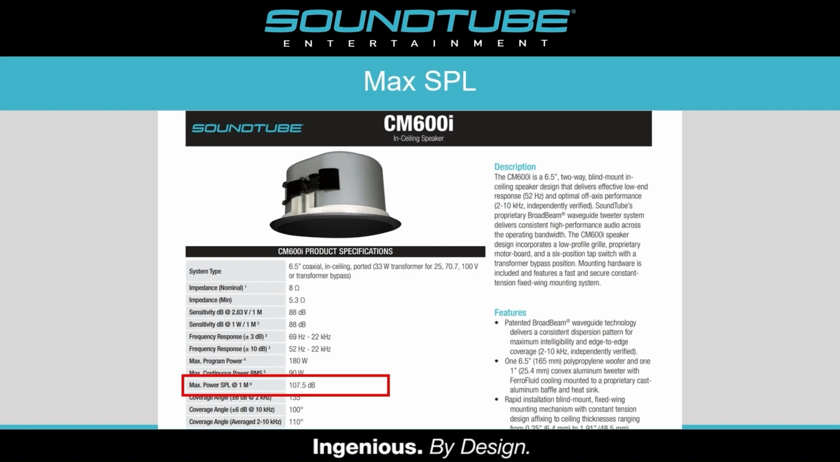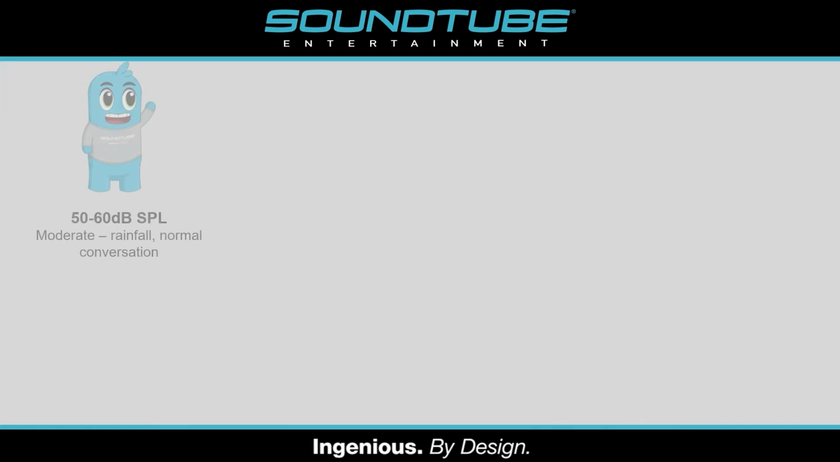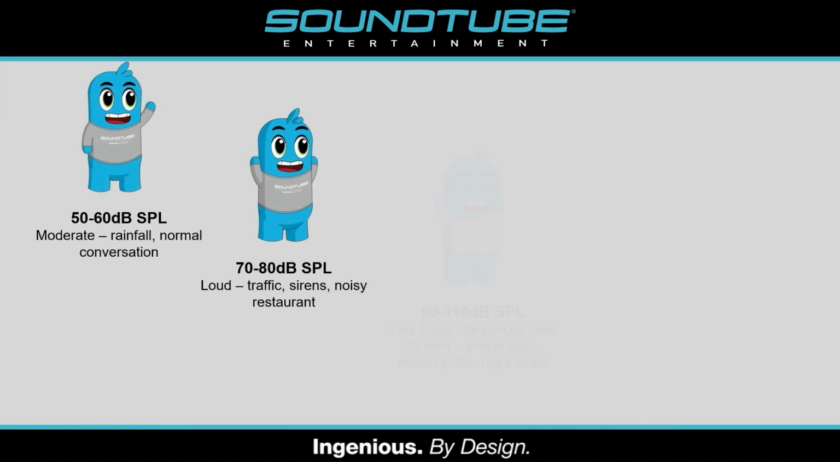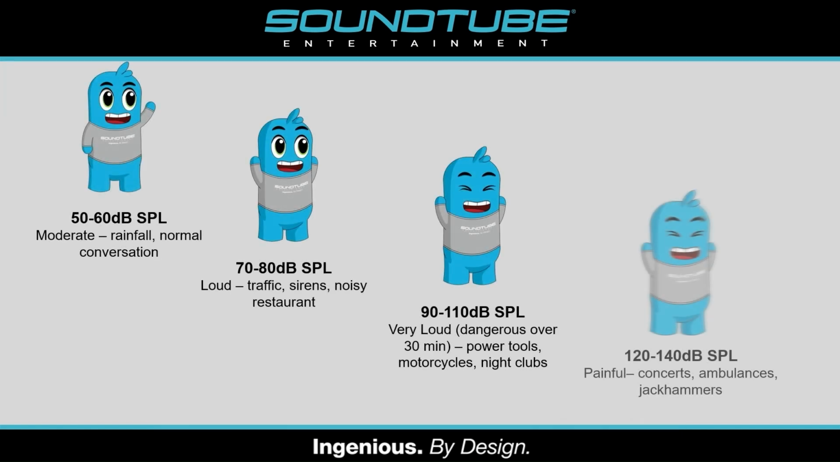The max SPL is the upper limit of loudness a speaker can reproduce. This measurement is generally measured at the continuous power rating. This can help us understand how much sound pressure level a speaker is capable of. But again, what do these values mean in the real world? Here are some examples of sound pressure level ranges from our friend Tubi.